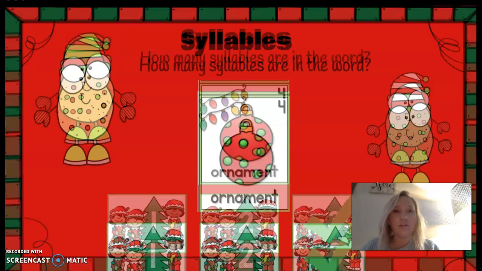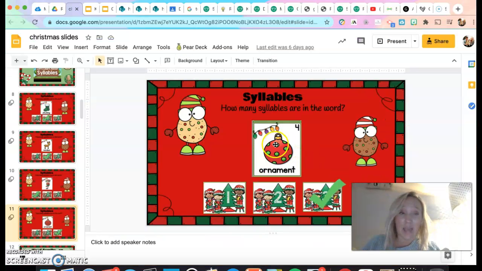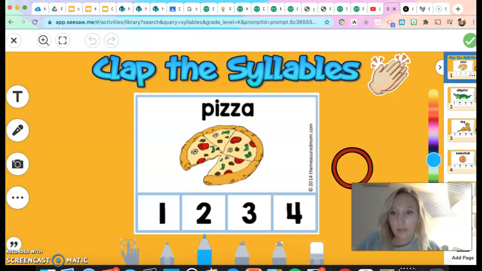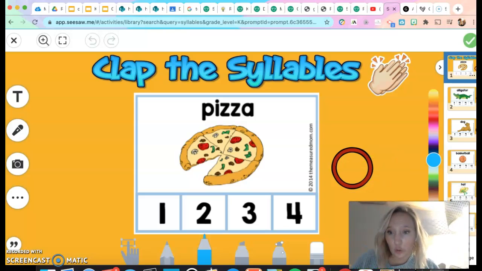Good job. So for your assignment today, I'm going to show you. This will be your assignment in Seesaw. What you're going to do is look at the picture and clap how many syllables are in the word. So let's do the first one together.